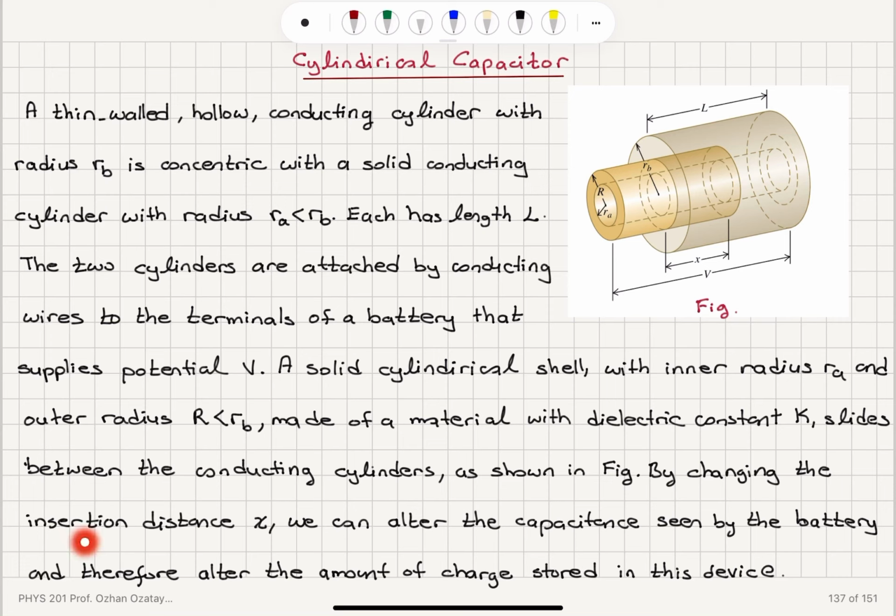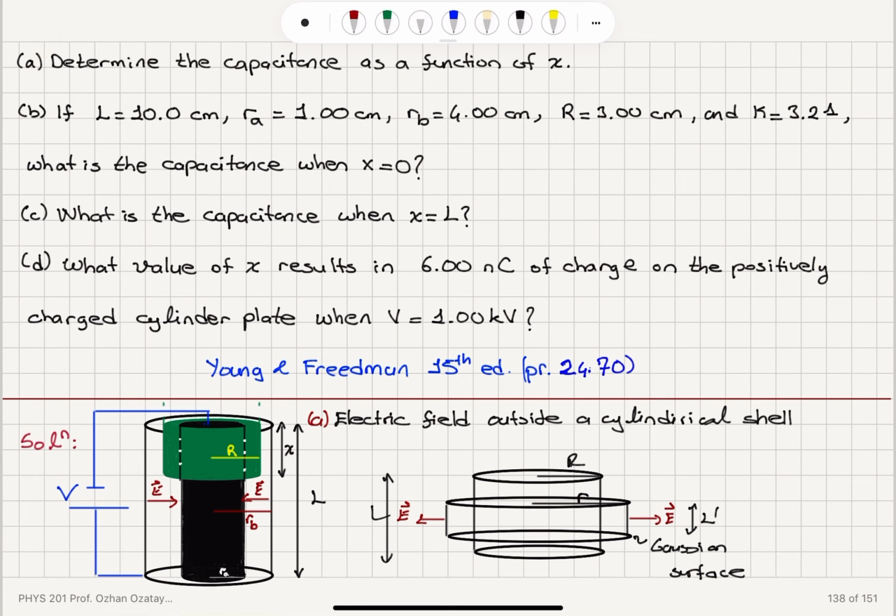By changing the insertion distance x, we can alter the capacitance seen by the battery and therefore alter the amount of charge stored in this device. So we can change the capacitance seen by the battery by manipulating the insertion distance for this shell with dielectric constant kappa. Part A, determine the capacitance as a function of x. So that's what we will do in this video.